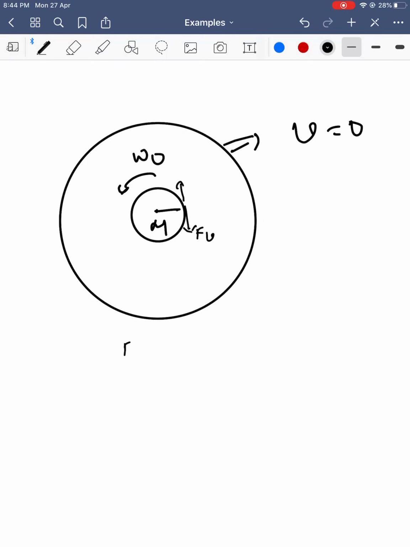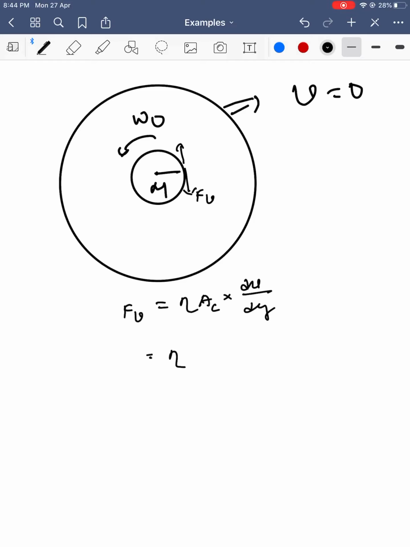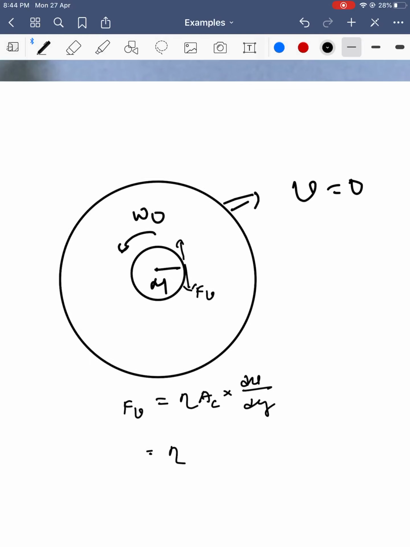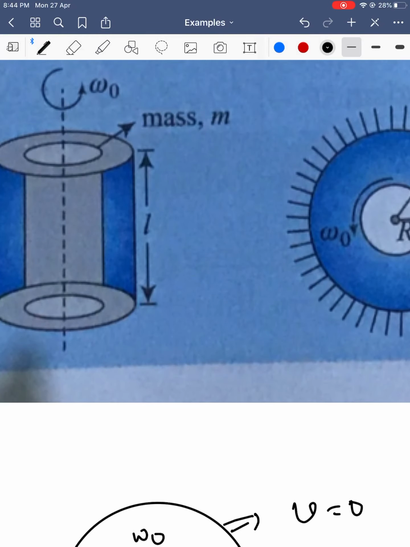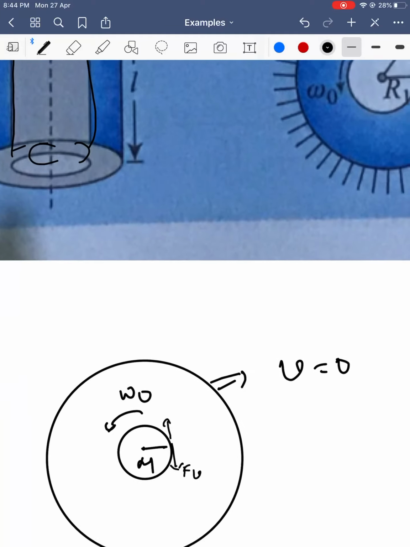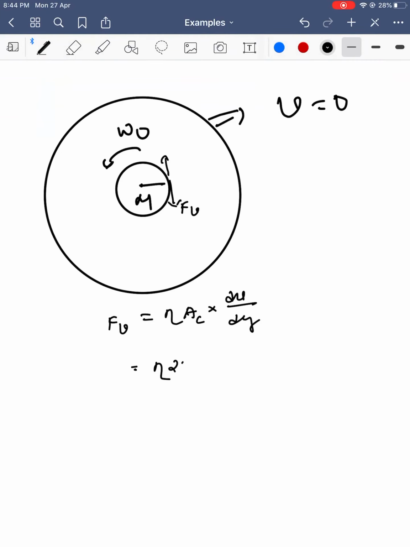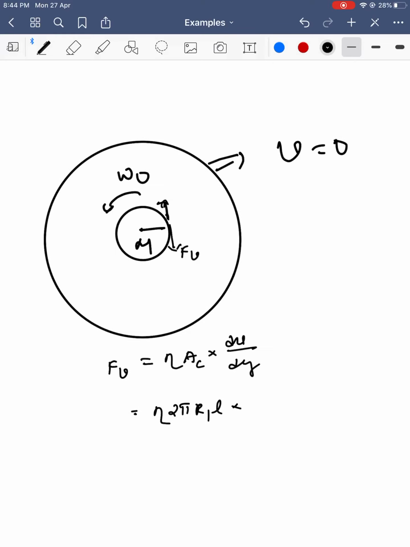Viscous force is equal to, what is the formula? Nu into area of contact into dv by dy. What is the area of contact? How much surface is in contact with the liquid? This is a cylindrical surface, 2 pi r into L, so 2 pi r1 into L into dv. What is the velocity it is moving? For the inner layer, v is equal to r omega naught.